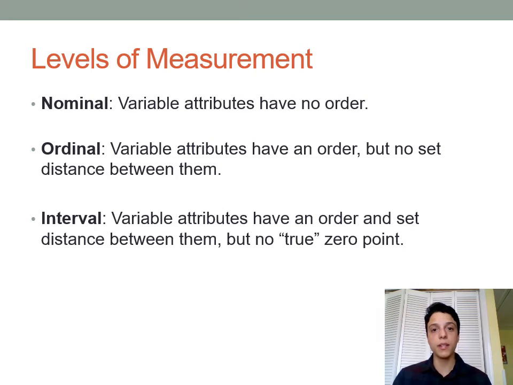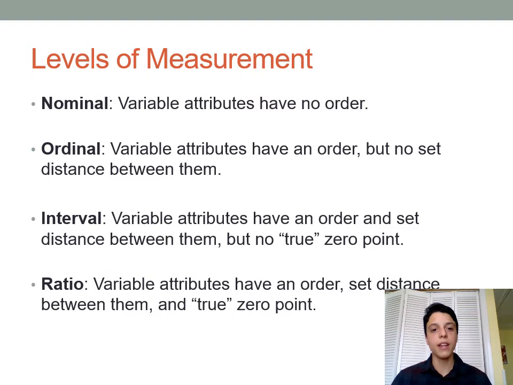If a variable is measured at the interval level of measurement, the variable attributes can be put in order from least to most. There is a distinct amount of distance between them that is the same each time, but we are lacking something called a true zero point. And then finally, we have the ratio level of measurement, where each of those things that I just said is going to be true. So we can put the variable attributes in order, there is a distinct distance between each of the attributes, and it's the same each time. And there's something called a true zero point.